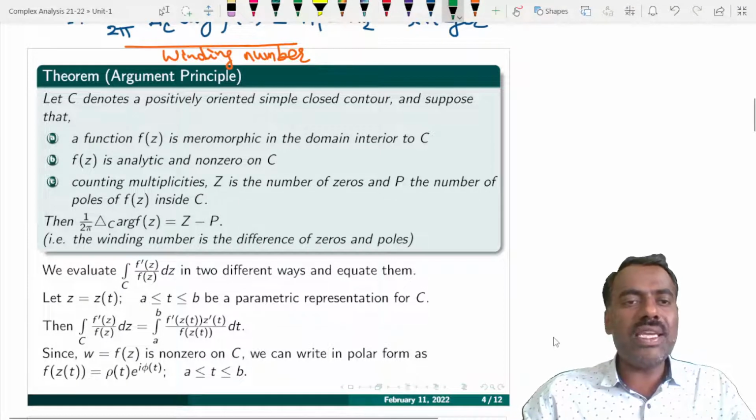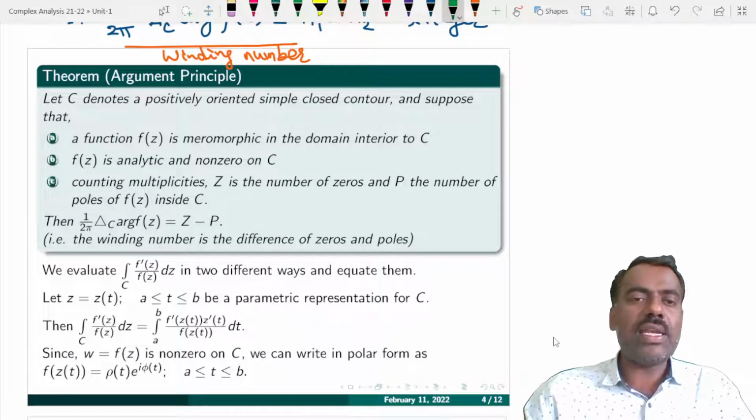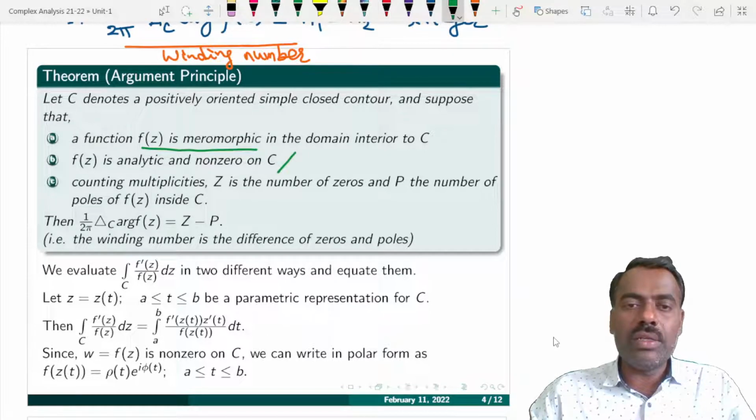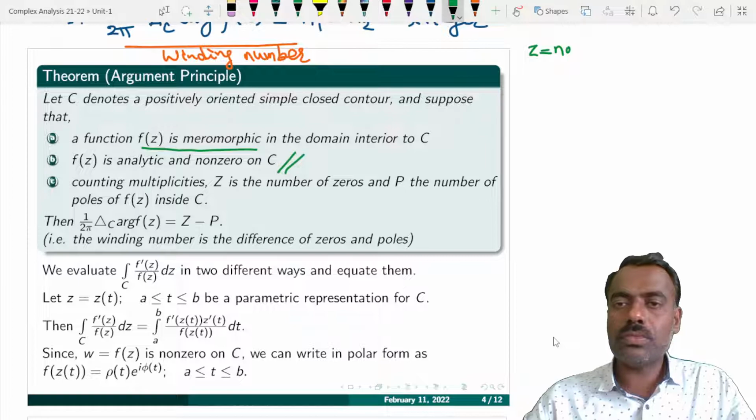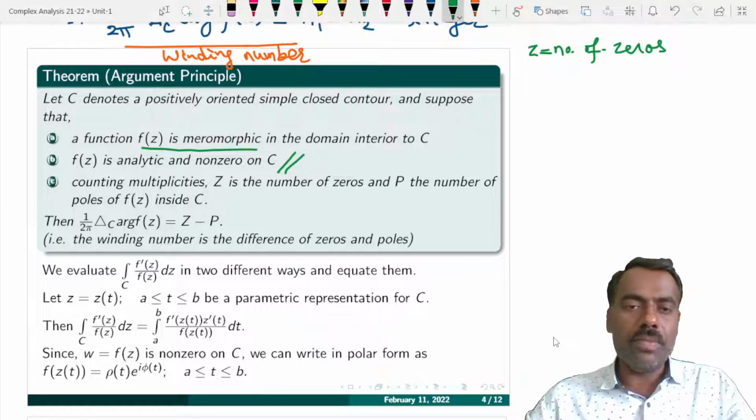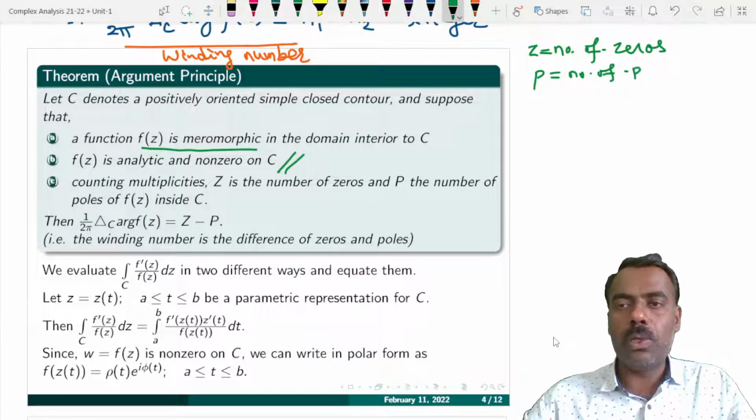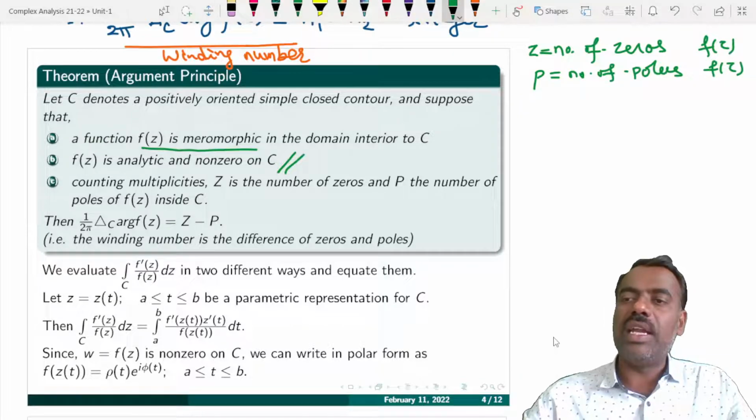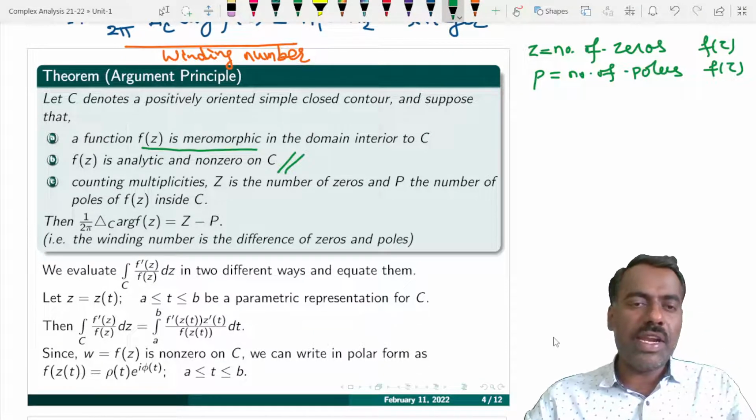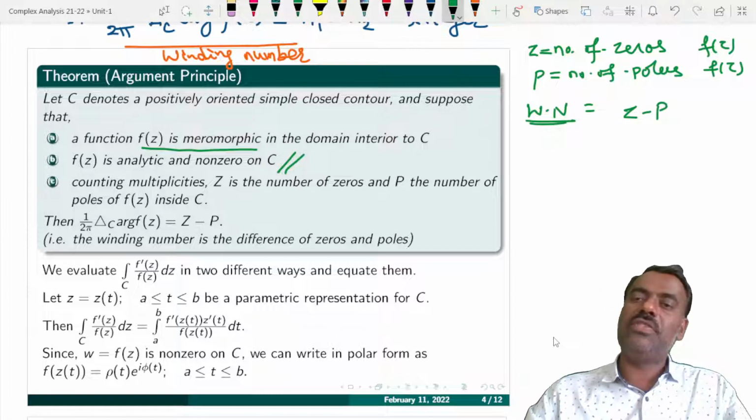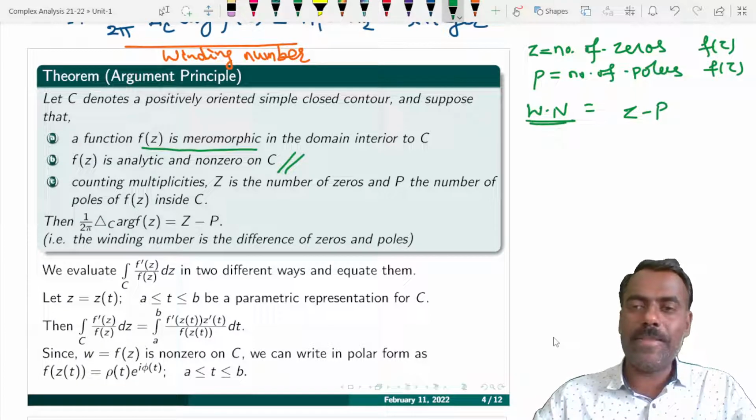What it says is that suppose C denotes a positively oriented simple closed contour, and assume that f of z is meromorphic in the domain interior to C, that means poles are allowed, and f of z is analytic and non-zero on the curve C. Suppose Z is the number of zeros, counting multiplicity, that means if a zero is repeated we also count it, and P is the number of poles of f of z inside C. Then the winding number is Z minus P, the difference between the number of zeros and the number of poles. That is the winding number.